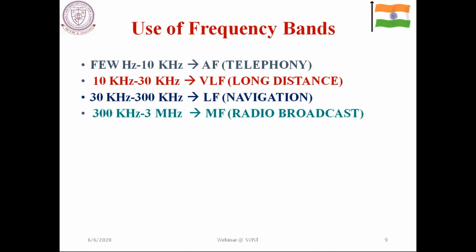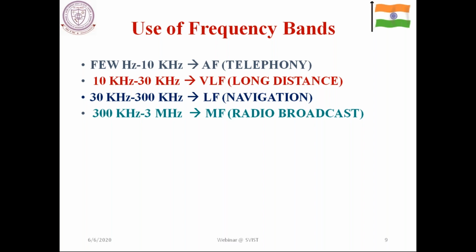The next one is the medium frequency, which is 300 kilohertz to 3 megahertz, and this has been extensively used for radio broadcast. If you consider the conventional AM radio frequency range, that range lies between 550 kilohertz and 1650 kilohertz. This is the exact frequency band of radio transmission under AM signal.